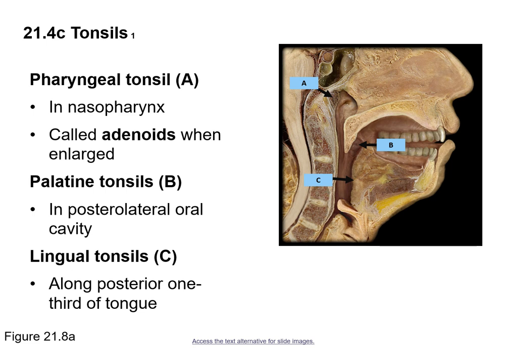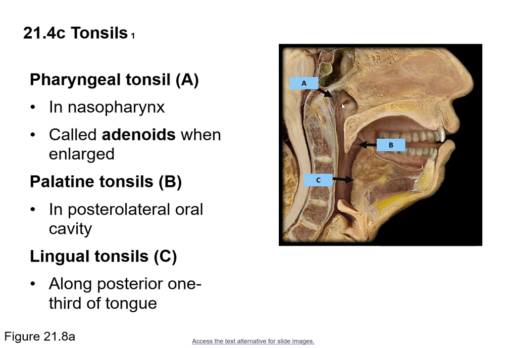So our tonsils, you're likely familiar with your tonsils. You've heard of your tonsils. You may have even had your tonsils removed, right? So we have several different sets of tonsils. One is called the pharyngeal tonsil. Way up here in our nasopharynx, we have a single pharyngeal tonsil.